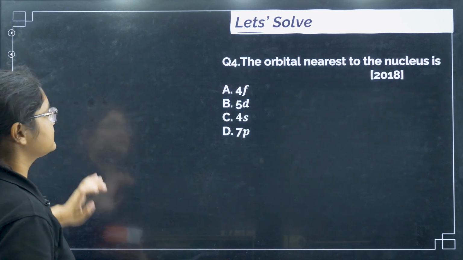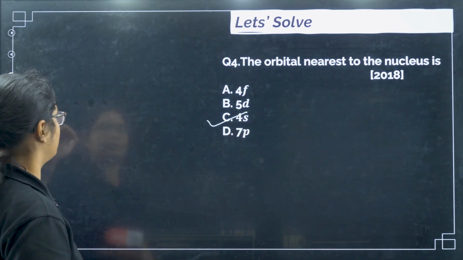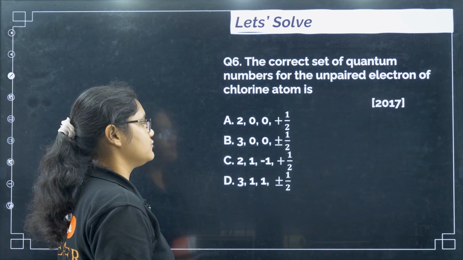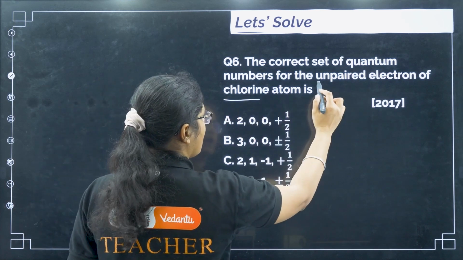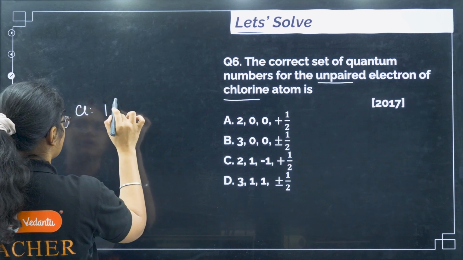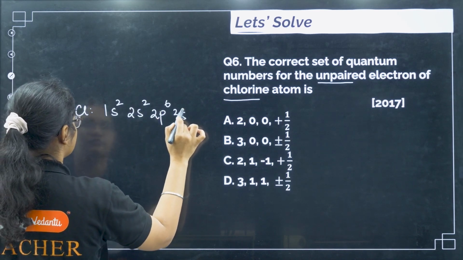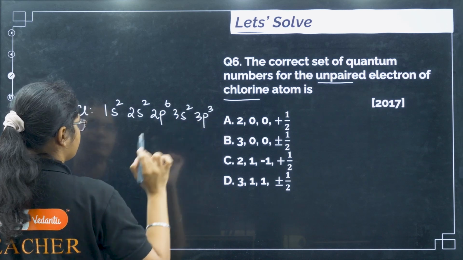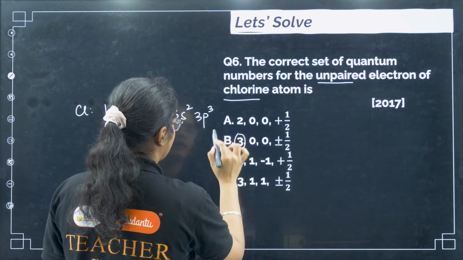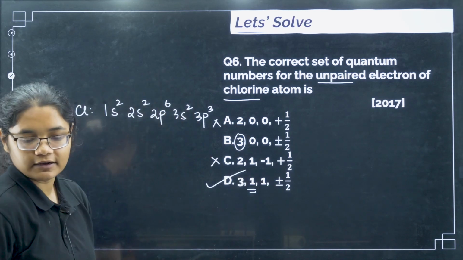Okay. Next, the orbital nearest to the nucleus: s orbitals are always nearer, so 4s. Next, the correct set of quantum numbers for the unpaired electron of the chlorine atom. If I write down the electronic configuration of chlorine, it is 1s2, 2s2, 2p6, 3s2 and 3p5, right? So the n value will definitely be 3, so I can eliminate this option. The l value will be 1, so that is option number D here.